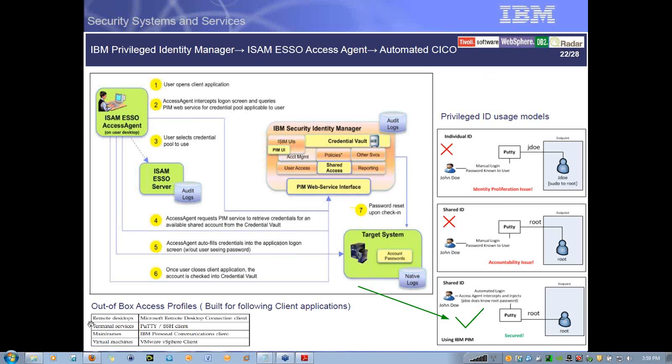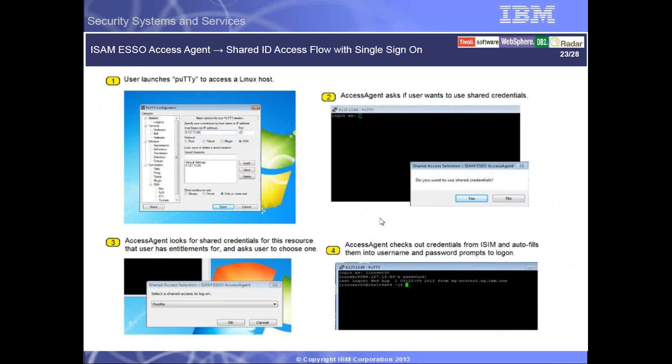Shared IDs, basically. Now here at the bottom you can see the out-of-box access profiles. For remote desktops you have RDP, for terminal services you have PuTTY, SSH client, for mainframes you have IBM Personal Communicator or a communication client, and for virtual machines you have VMware vSphere clients. So automatically it will help you log in and use the end systems. So this is the overview, the screenshot which shows the flow.